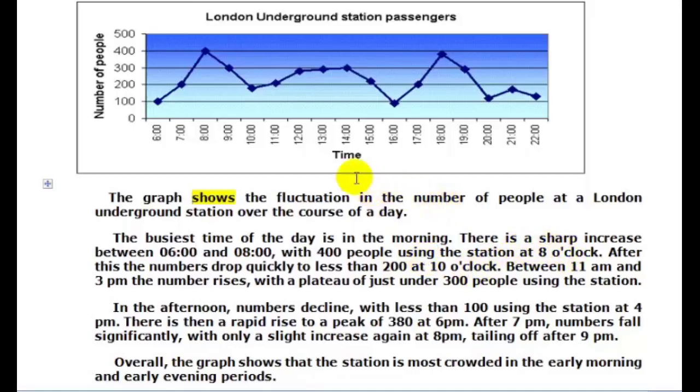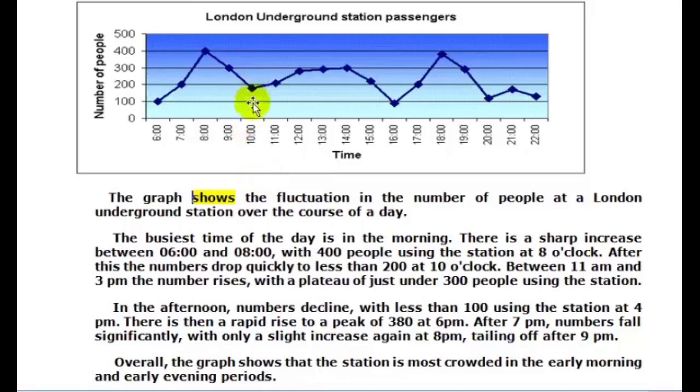This is exactly what we talked about, that this is a sharp increase between, so you need to see the time, that is 6 to 8. Over here you see that it touches the point at 8, and that is 400 people. So this is what we have mentioned here, 400 people using the station at 8 o'clock. After this the number dropped quickly. You see that this is a quick drop. The number dropped quickly, less than 200 at 10 o'clock.